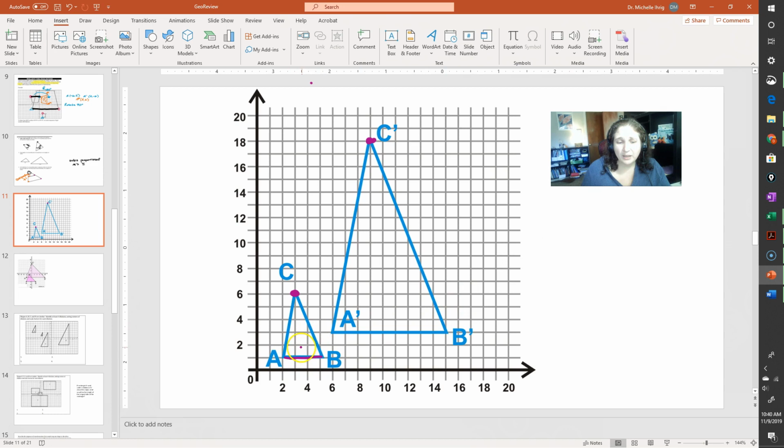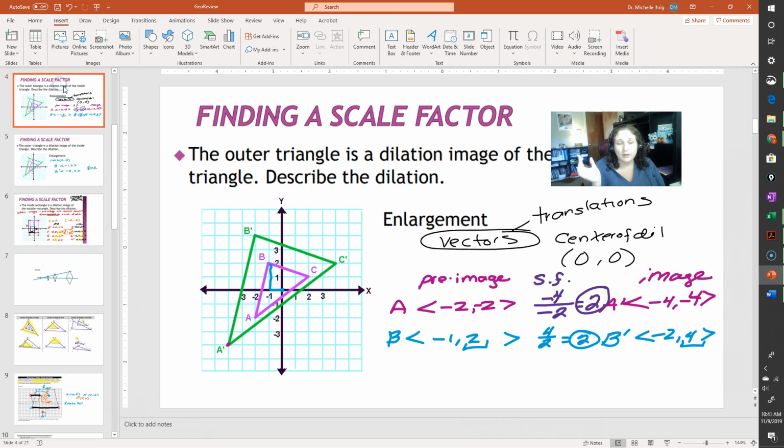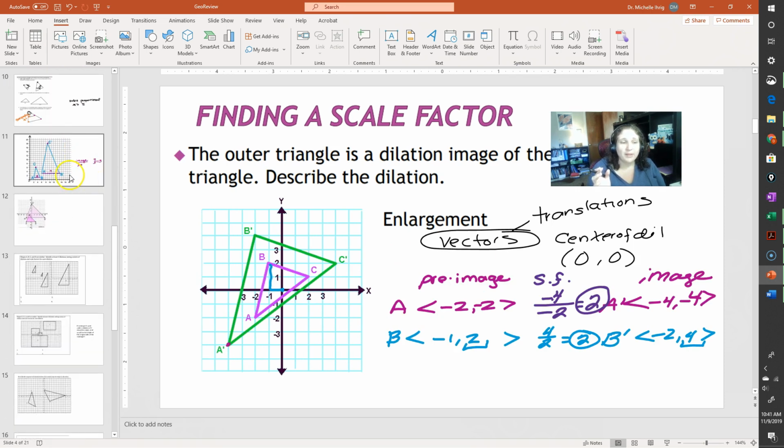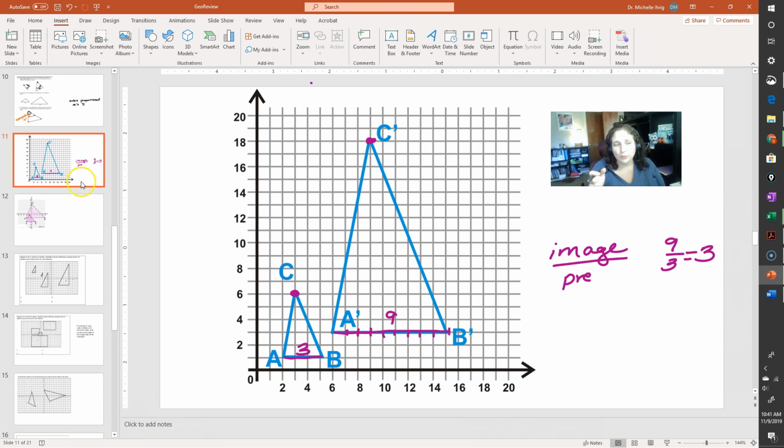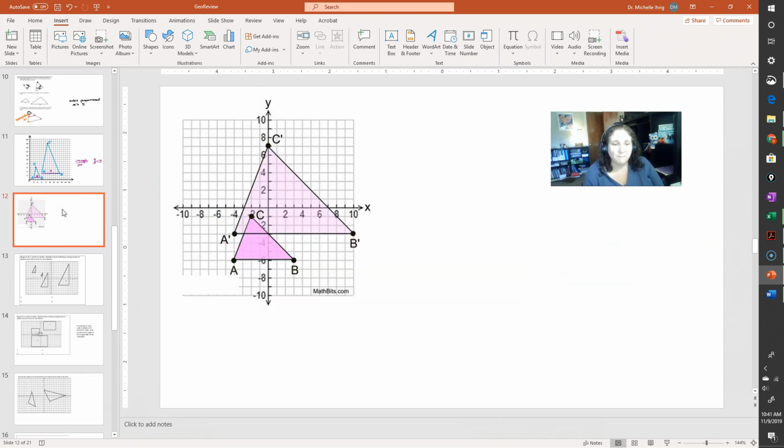Here is AB, which is 3. This is nice and easy to measure. This is 1, 2, 3, 4, 5, 6, 7, 8, 9. Because that's nice and flat, we really don't need the center of dilation. I had a brain freeze. So again, we know it's going to be a length from the image over the pre-image. So in this case, it would be 9/3, and our scale factor is 3. When you cannot easily measure the lengths, that's when we have to go to the more complicated method. But when the lengths are easily measured, you can just do new over old or the image divided by the pre-image.